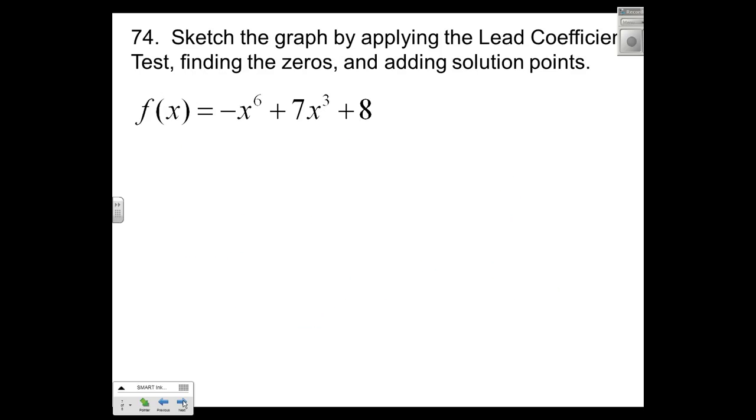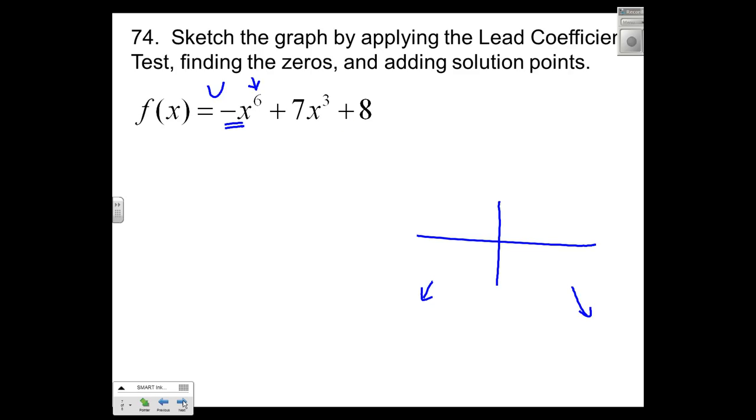Problem 74. Here we're to sketch the graph by applying the leading coefficient test. Our leading coefficient is negative and it's a 6th degree. Well, 6th degree wants to rise right, rise left, but with the negative, I know for sure before I look at anything else that this thing is going to fall to the right, fall to the left.